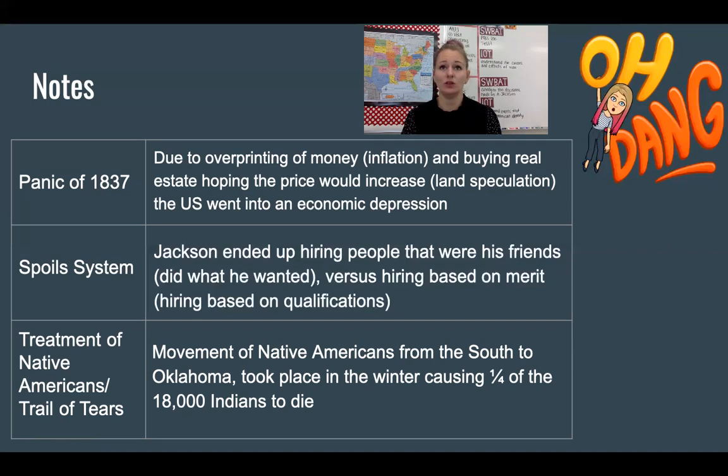And when they do, you're going to see in the Ed puzzle. I'm not going to get into it too much here, but we're talking about hundreds, thousands of people dying and being forced to march across the United States to be relocated over to the Oklahoma area. It happens in the winter, and a quarter of those 18,000 Indians that are forced to move die as a result of this. It is a horrific event and stain in US history. So you'll learn more about that in your Ed puzzle. So make sure you've got this stuff in your interactive notebook.